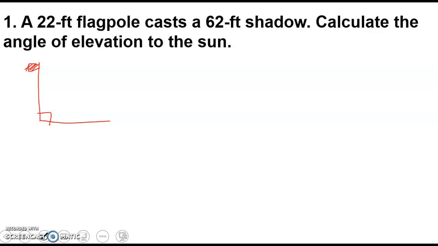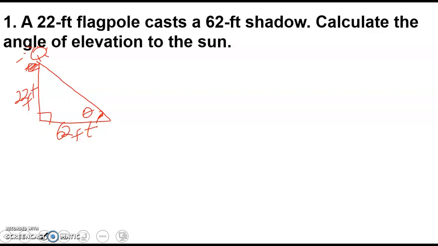Well, the angle of elevation, the sun is going to be up here somewhere, atop the flag. So the angle of elevation is going to start from horizontal and go up. So it's this angle here, that line. So let's call it theta. So the flag is 22 feet and the shadow is 62 feet.